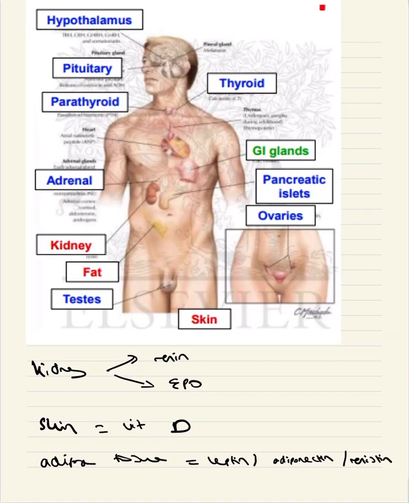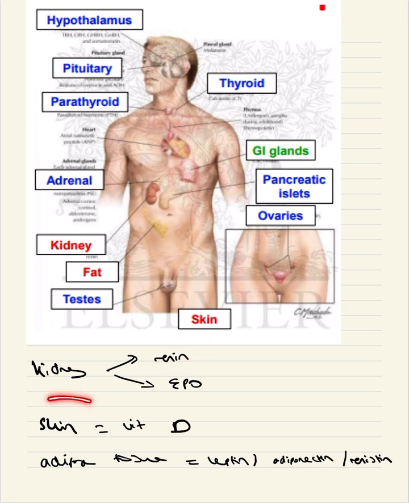So here are all the endocrine organs. We're going to see them later, but obviously we have the hypothalamus pituitary axis. Very, very important. We have the thyroid, the parathyroid, the adrenal. We also have kidney because we have renin and erythropoietin, which will stimulate the erythropoiesis. This is for the renin-angiotensin system.